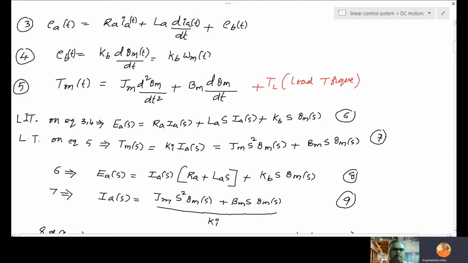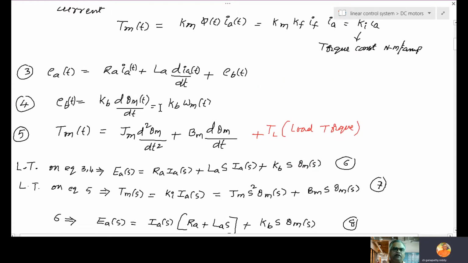Now let us apply Laplace transform on equations 3 and 4. So 3 is this: Ea of s equals Ra Ia of s plus La, here derivative becomes s, into Ia of s plus Kb of t.